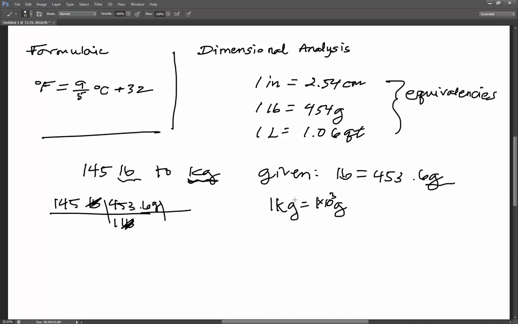I have created my equivalency, and I can use that as a conversion factor. My grams are going to go on the bottom. 1 times 10 to the third, that's basically 1,000. Grams goes on the bottom, and 1 kilogram goes on the top. And my grams cancel, and I'll be left with units of kilograms, which is what they asked for, so I know that I'm done. Let's plug this in.